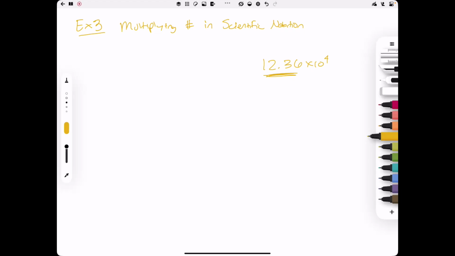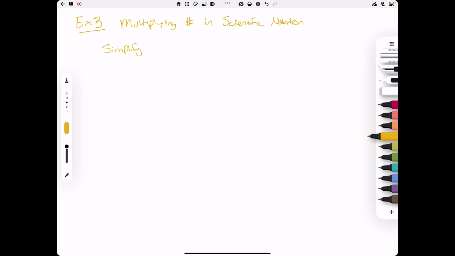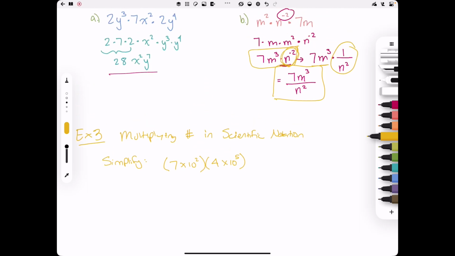We're going to make it a little bit more complex today, in that we are going to multiply two scientific notation numbers, okay? So we're going to simplify the following. Ready? 7 times 10 to the second, there's your first scientific notation number, times 4 times 10 to the fifth. There's your second one. It's really similar to what we just did. I'm going to just highlight for emphasis, I have 7 times something, times something, times something.